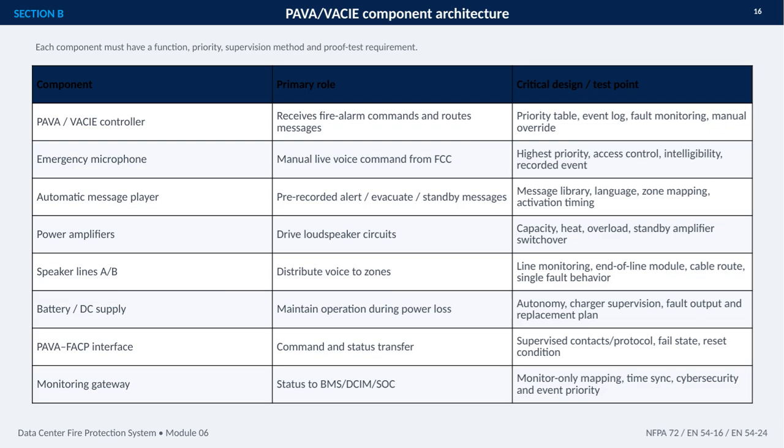Finally, the PAVA, FACP interface and monitoring gateway must transfer status reliably, define fail and reset conditions, and support accurate, secure reporting to building and security systems. These requirements align with NFPA 72, EN 54-16, and EN 54-24.